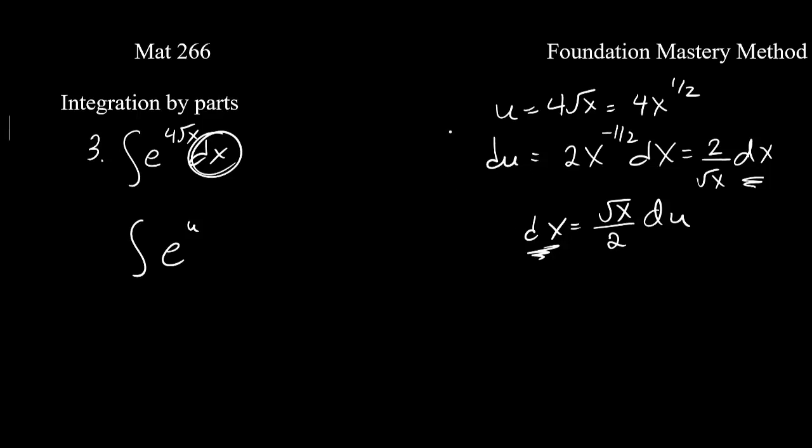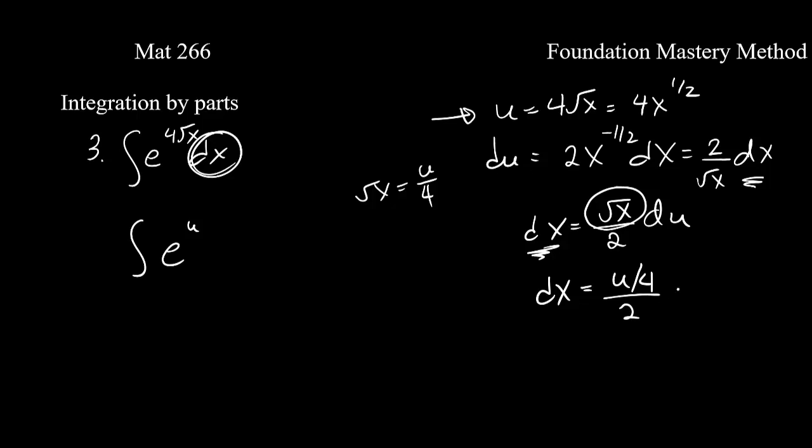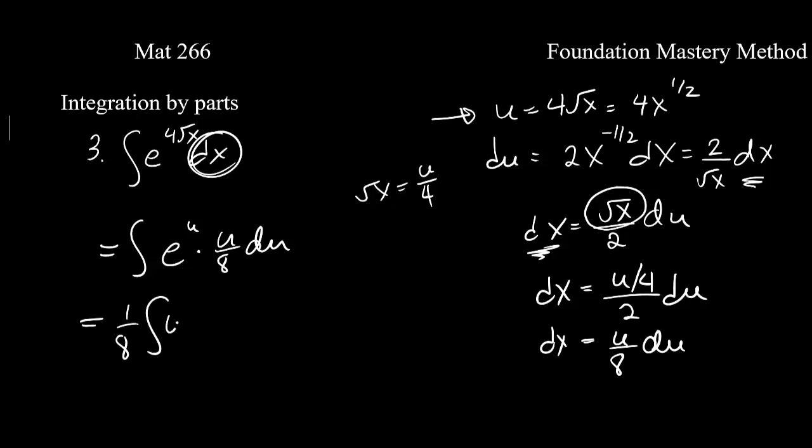Well, if we look up here, we see that the square root of x can be written as u over 4. So we can replace the square root of x here with u over 4, u over 4 over 2 du, which is the same as u over 8 du. So now we're ready to replace dx with u over 8 du. And if we pull this factor of 1/8 out front, we'll have 1/8 times the integral of u times e to the u du.